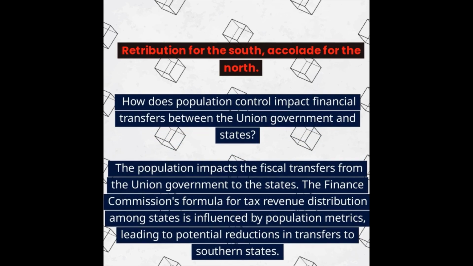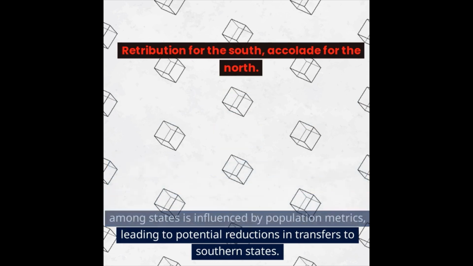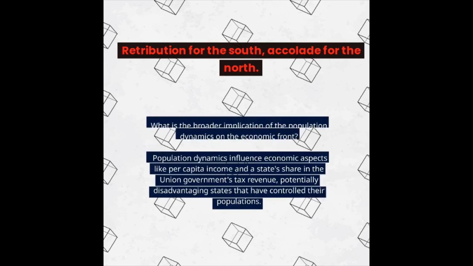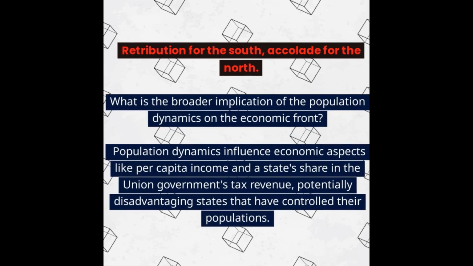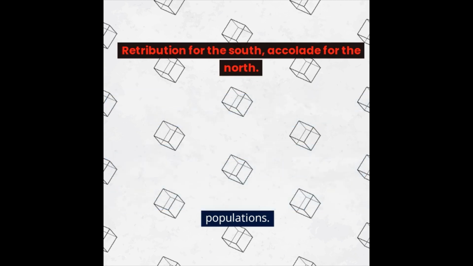How does population control impact financial transfers between the union government and states? The population impacts the fiscal transfers from the union government to the states. The Finance Commission's formula for tax revenue distribution among states is influenced by population metrics, leading to potential reductions in transfers to southern states. What is the broader implication of the population dynamics on the economic front? Population dynamics influence economic aspects like per capita income and the state's share in the union government's tax revenue, potentially disadvantaging states that have controlled their populations.